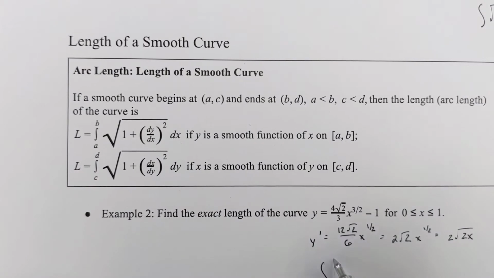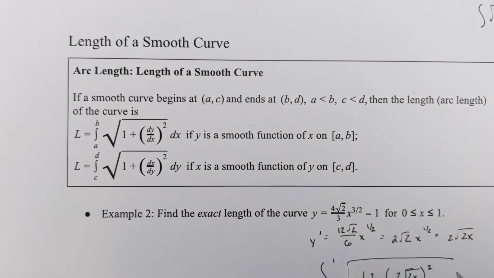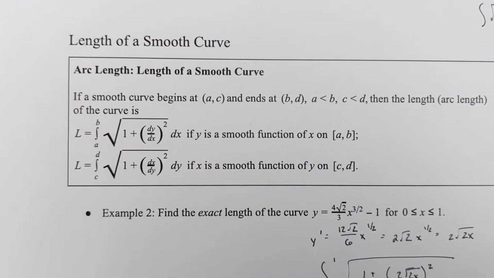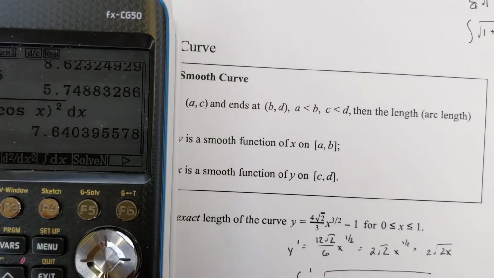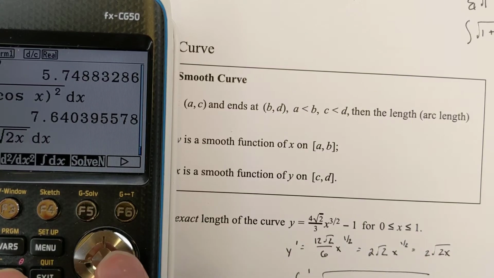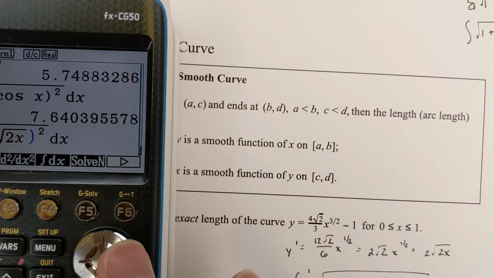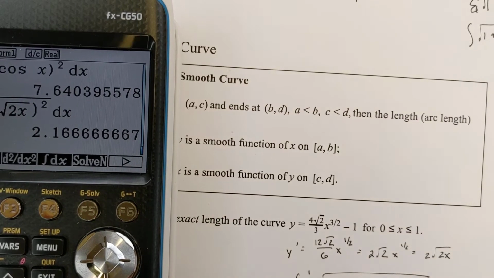So from 0 to 1, the square root of 1 plus the derivative squared. And then that also goes in my calculator, because that's a garbage thing to try to evaluate. Square root of 1 plus the quantity 2 square root 2x, close quantity, squared, from 0 to 1. So this length is about 2.17.